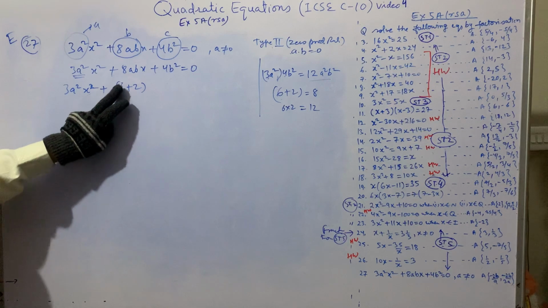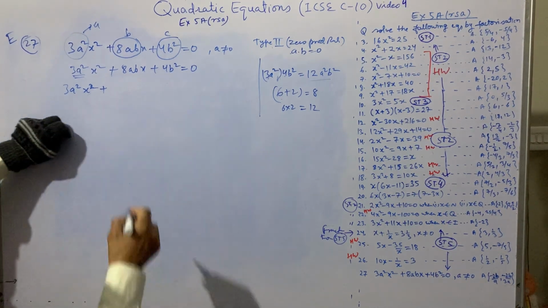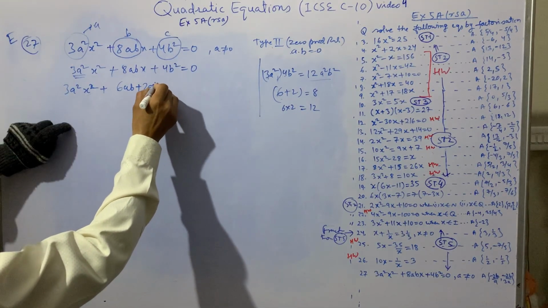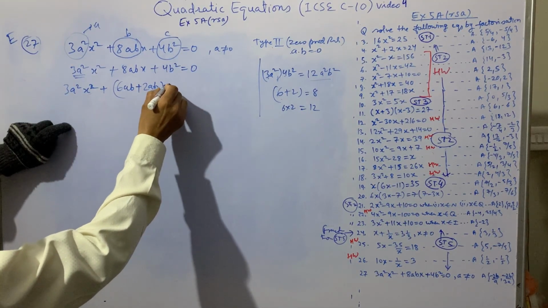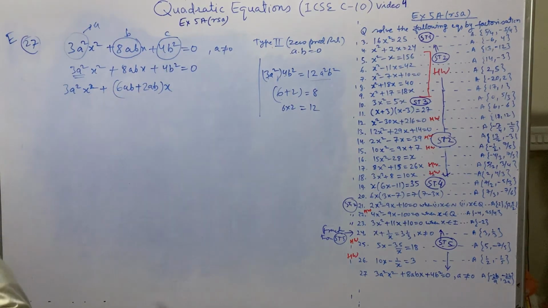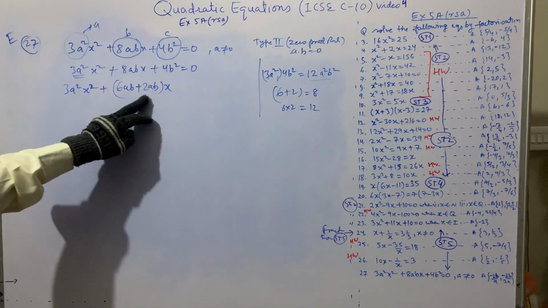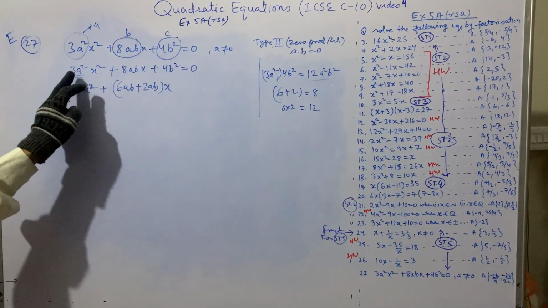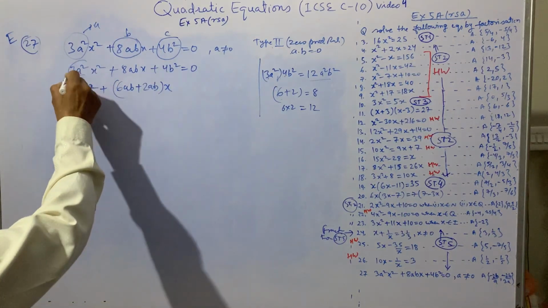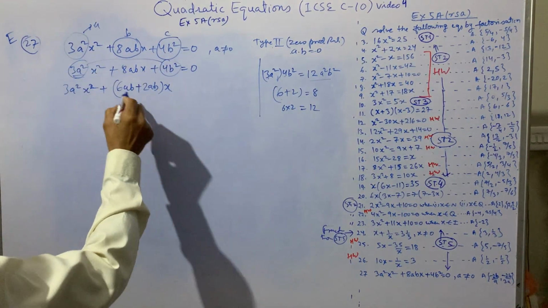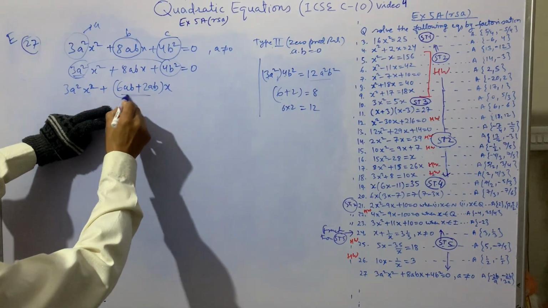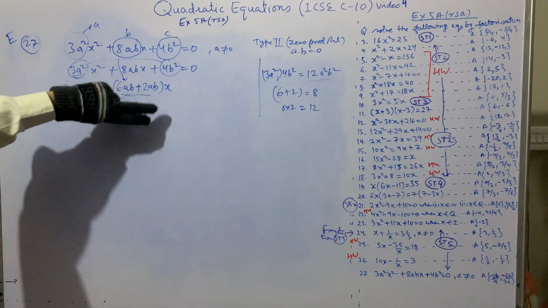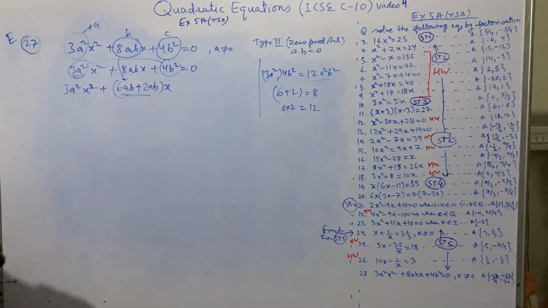Inside the bracket, the constants: we are taking 6ab plus 2ab, and the x should be outside. When we multiply this we get 12a square b square, and multiplying this and this, we get this bracket part. So that means we are doing it correctly.